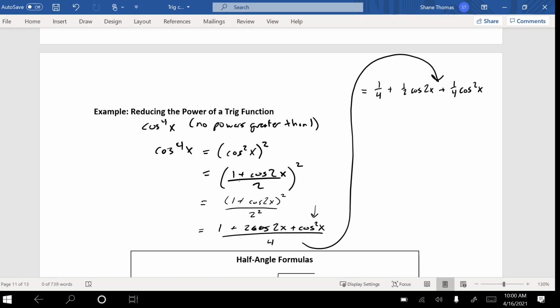The reason I did that is now I have that cosine squared in a place where I can rewrite it using the power reducing formula. I could have done it on top of the fraction, but then I have a fraction in a fraction. That's just not pretty. So I'm going to replace it again. Now I have 1/4 plus 1/2 cosine of 2x plus 1/4 times, and cosine squared, we just did it once, we're doing it again: 1 plus the cosine of 4x over 2.